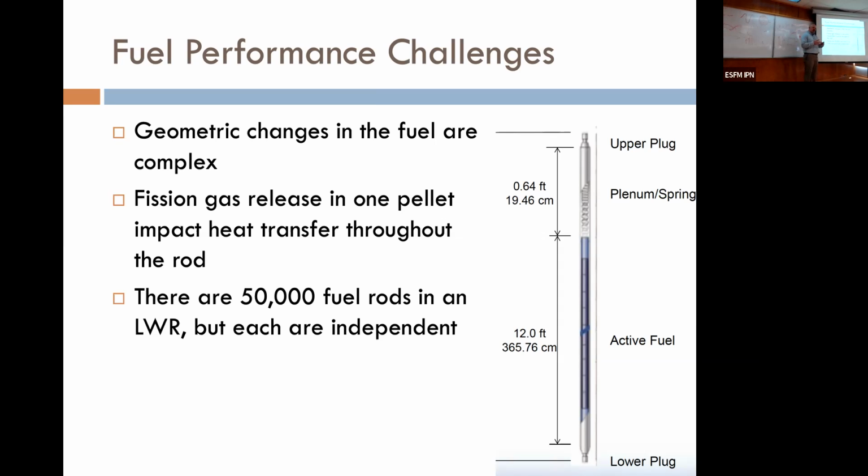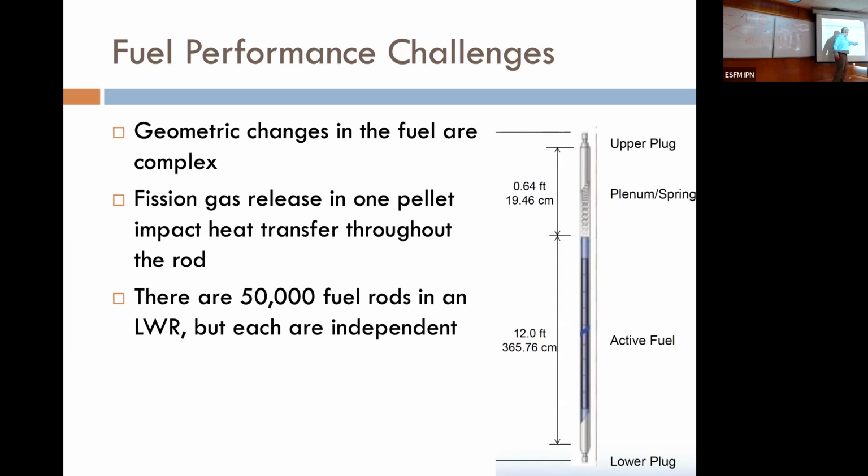The shape and the geometry is changing a lot throughout the life of that fuel rod. We know that every single fuel pellet is connected to the others, not in its material properties, but it can conduct heat axially, it can conduct heat radially, and when it releases fission gases, the fission gases mix in the plenum and in the gap around every one of those fuel pellets.